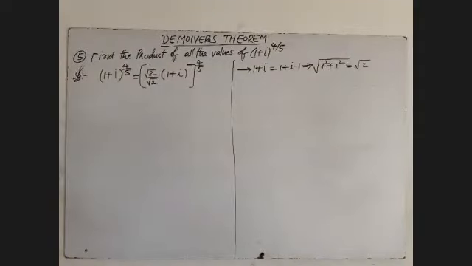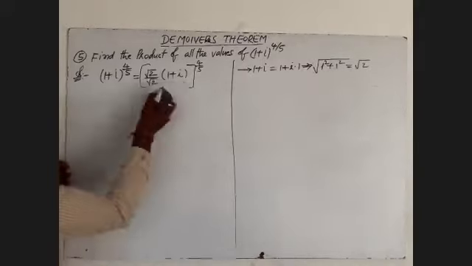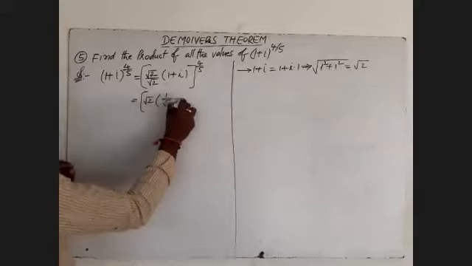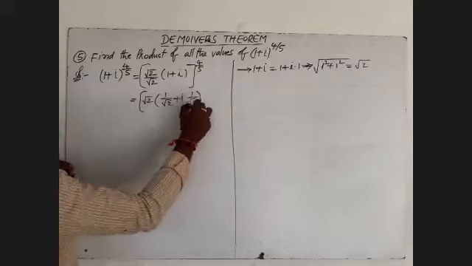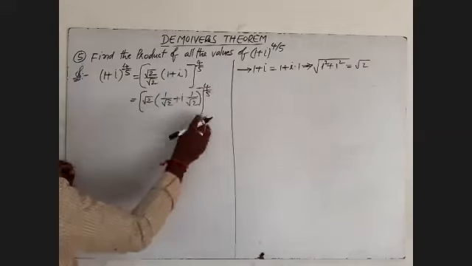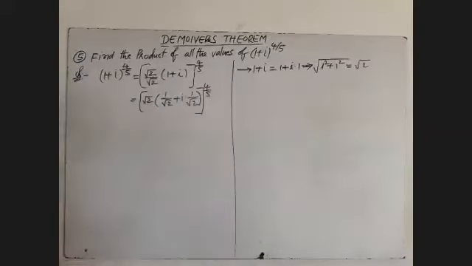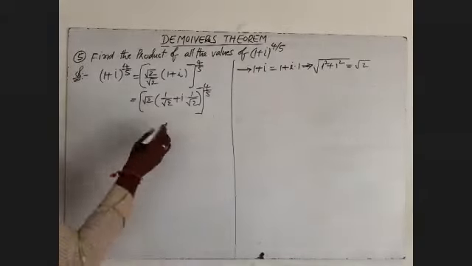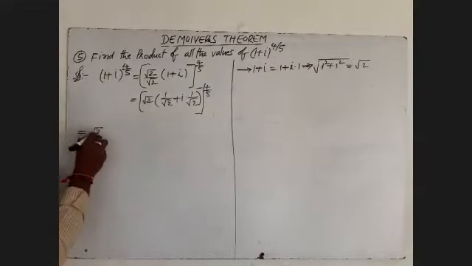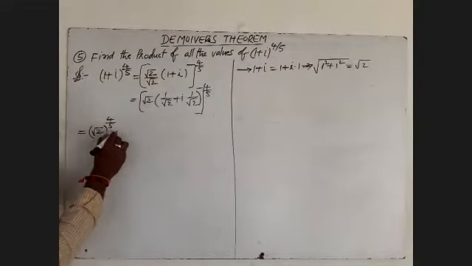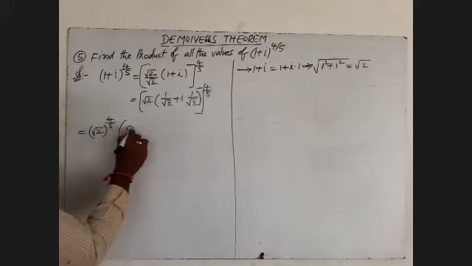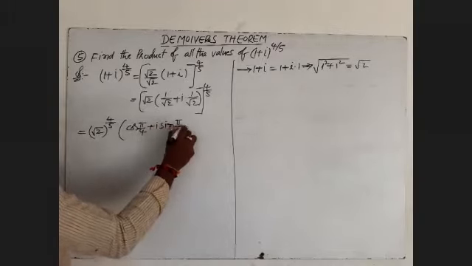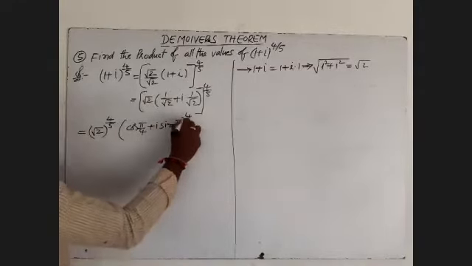We'll observe that root 2 will come outside, remaining we have to write root 2 into (1 by root 2 plus i into 1 by root 2) whole power 4 by 5. Any complex number is of the form cos theta plus i sin theta. We have to expand this, so I will write (root 2) whole power 4 by 5 into (cos 45 degrees plus i sin 45 degrees) whole power 4 by 5.